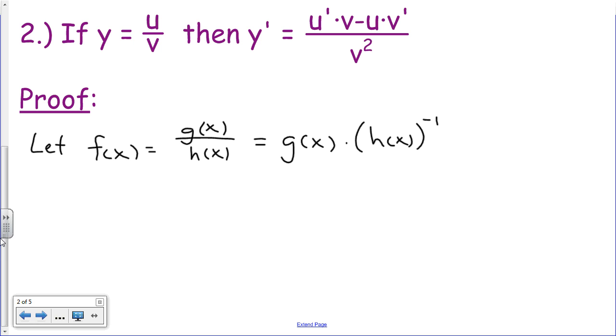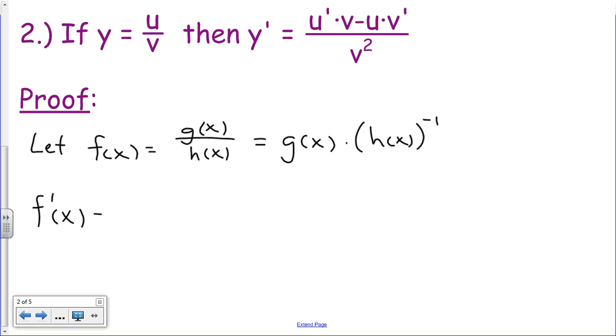But the advantage of writing it this way is, first of all, it's a product of two functions. I know the rule for the derivative of a product. If I look at that second function, h of x to the negative 1, that's actually a composite function. H of x is the inside function, negative 1 there as the power is the outside function. I know how to find the derivative of a composite function using chain rule. So I have it in a form that I know all the rules to finding that derivative. So we're going to find the derivative that way.